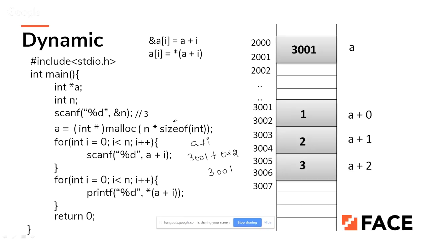Now, if I want to print the value, I have to give star before that. What do you mean by star? The value stored in the address 3001. What is the value stored in the address 3001? 1. So 1 will be printed.